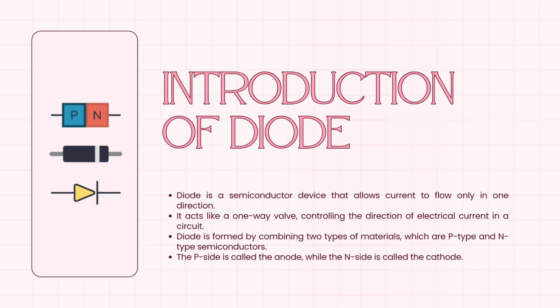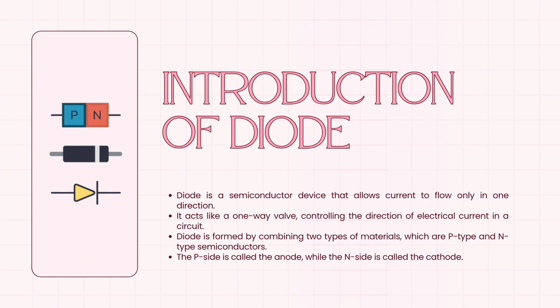Then, a diode is made from two types of materials, P-type and N-type. The P-type has more positive charges, which we call holes, and the N-type has more electrons, which are negative. When we combine them, it forms something called a PN junction, and that's the part that actually controls the current flow. Lastly, the P side is called the anode and the N side is called the cathode.